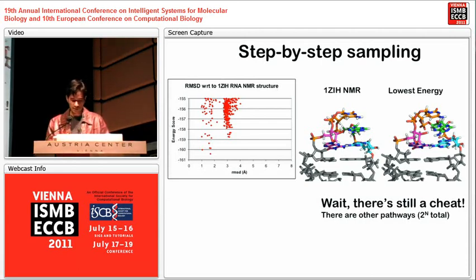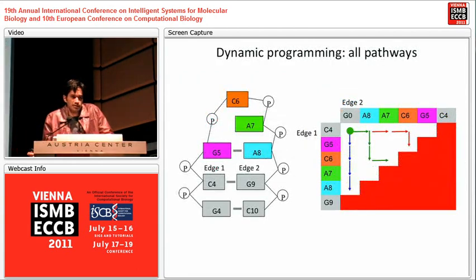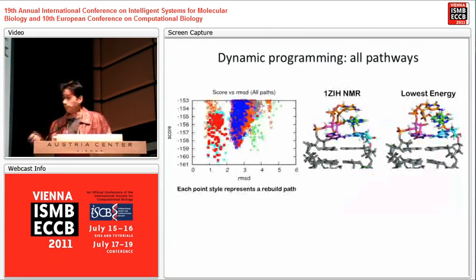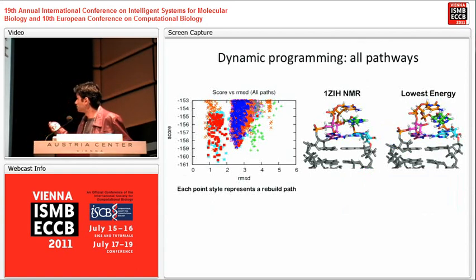But there's a trick. I'm not going to have time to go into detail, but some of you are familiar with it from secondary structure prediction: dynamic programming, or recursive style ordering of the calculation, that lets us cover all possible pathways in polynomial time. And when we cover all those pathways, we still retain this structure, this accurate near native structure, as the lowest energy answer.